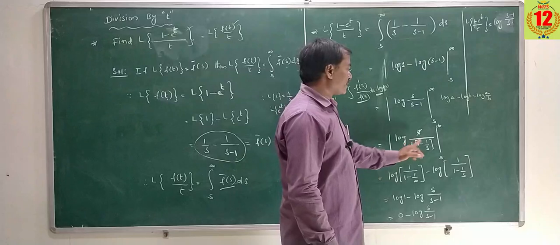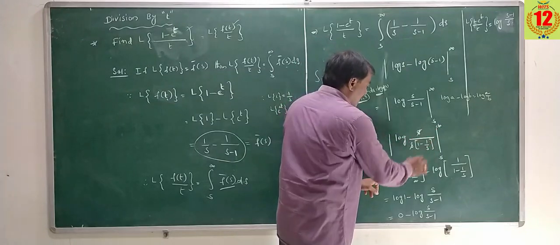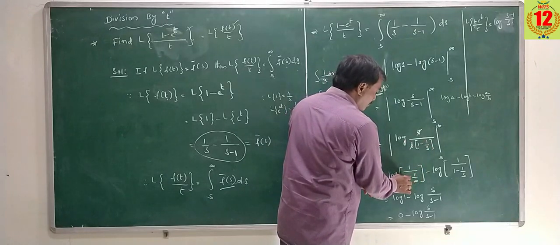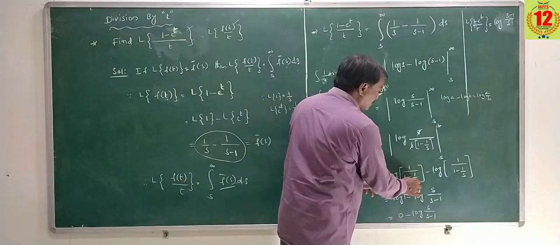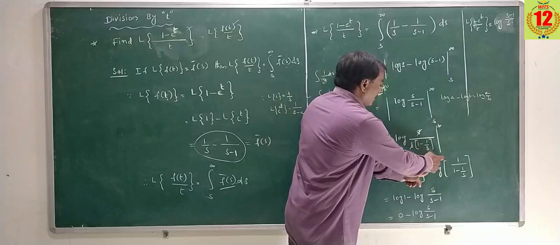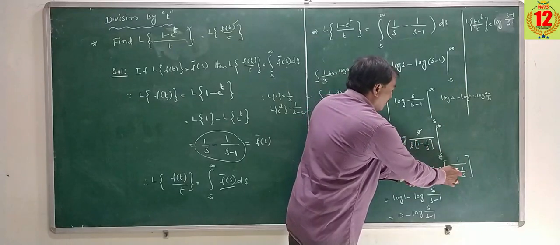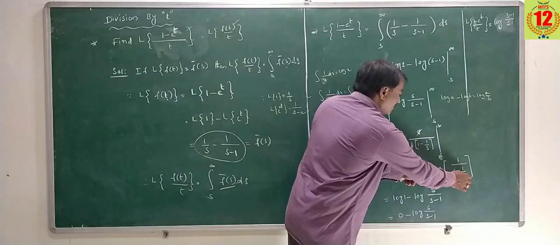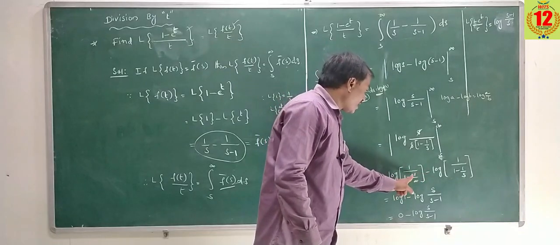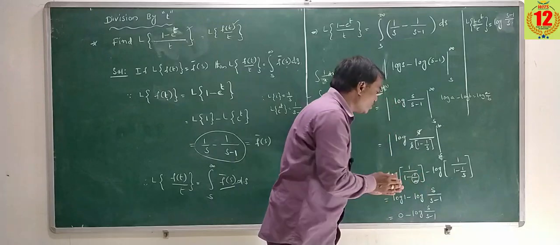Now we have to substitute the limits. First we substitute the upper limit: log of 1 by 1 minus 1 by s, since the 1 cancels. Then upper limit minus lower limit. The lower limit is log of 1 by 1 minus 1 by s. Why? Because this limit stays the same, s. Here this value becomes 0, since 1 by infinity is 0.